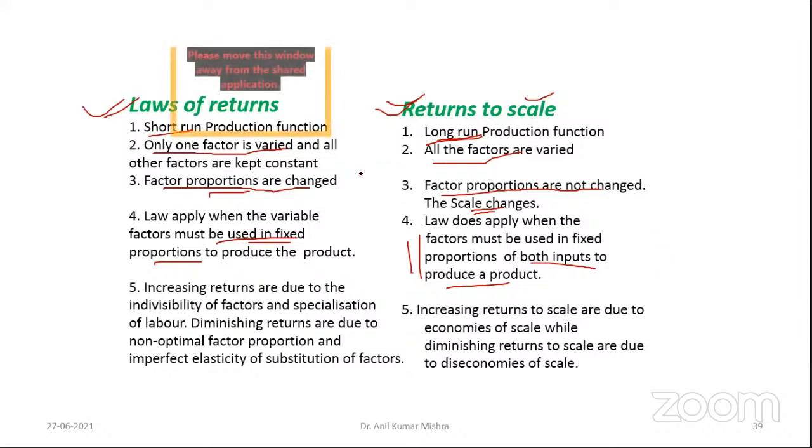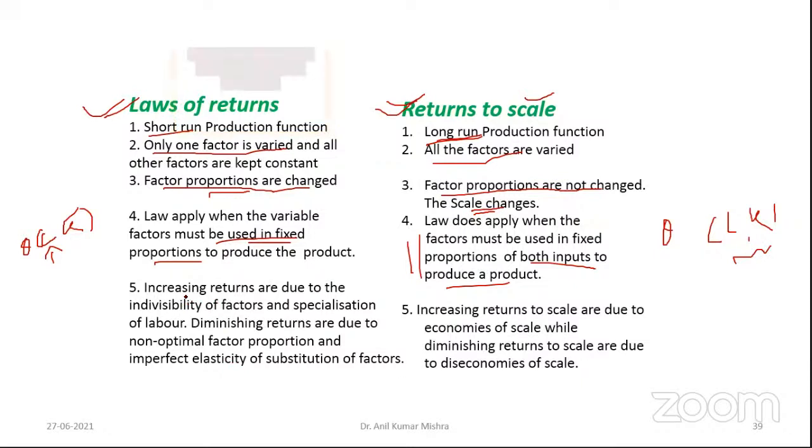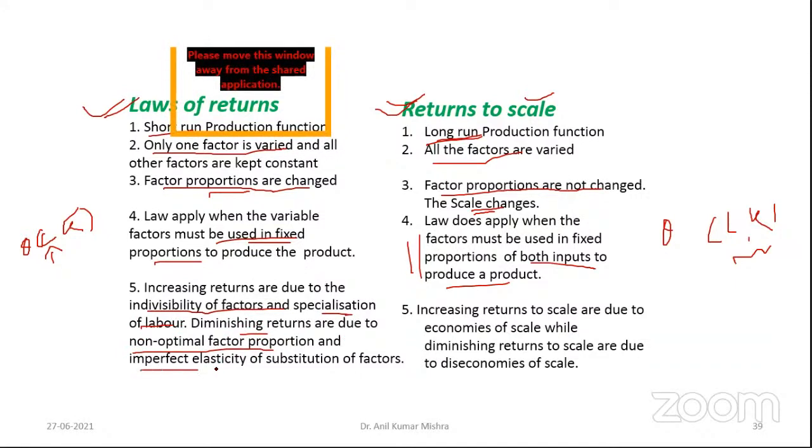In the case of a certain production function, if you take into account the function of labor and capital, we have to change only the labor. But in the case of the long run, we know both labor and capital are going to be increased, because that is called the change in scale. And lastly, increasing returns occur due to the indivisibility of the factors of production and specialization of labor; diminishing returns occur due to non-optimal factors of production and imperfect elasticity of substitution; and negative returns occur when the marginal productivity of the variable factor becomes negative.